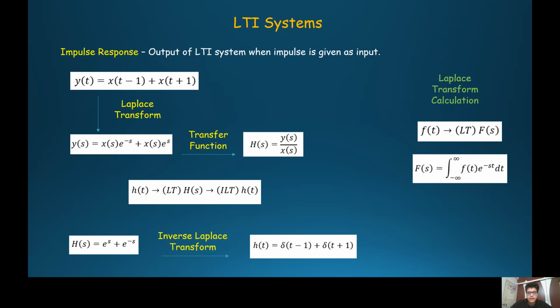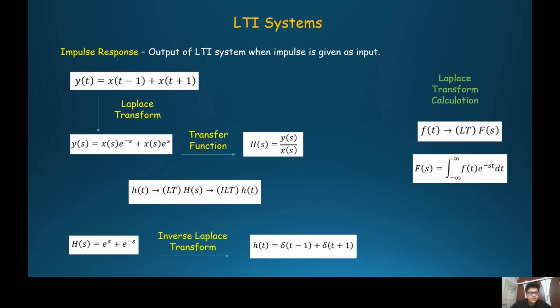To shift into the frequency domain, we have the Laplace transform. Let's say we have a signal which is f(t) and its Laplace transform is F(s). The calculation of F(s) can be done by the formula, which is the integral from minus infinity to infinity of f(t) e power minus st dt. So this is the formula used for calculating the Laplace transform of a signal f(t). So for the given example, which is y(t) equal to x(t minus 1) plus x(t plus 1), when we calculate the Laplace transform, we get Y(s) equal to X(s) e power minus s plus X(s) e power s.